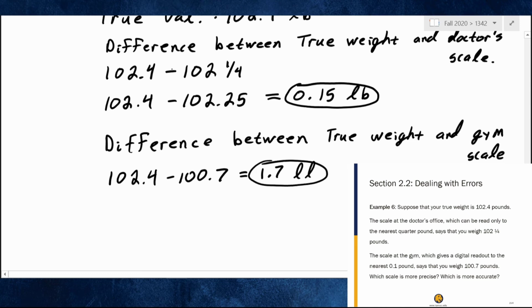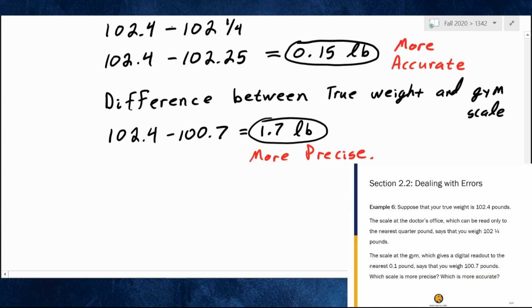So the one that's closer to the true weight is the more accurate, which would be the doctor's office. However, it doesn't read quite to as small of a pound. The gym scale measures to the nearest tenth of a pound. So this one would actually be what we call more precise, since it measures to the nearest tenth rather than the nearest quarter pound. So it has finer measurement values. On the other hand, though, it's still not more accurate than the doctor's scale.